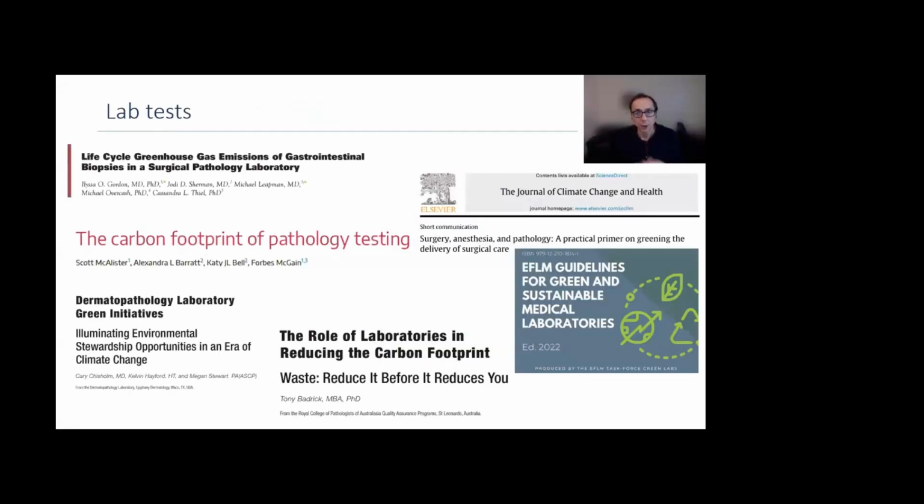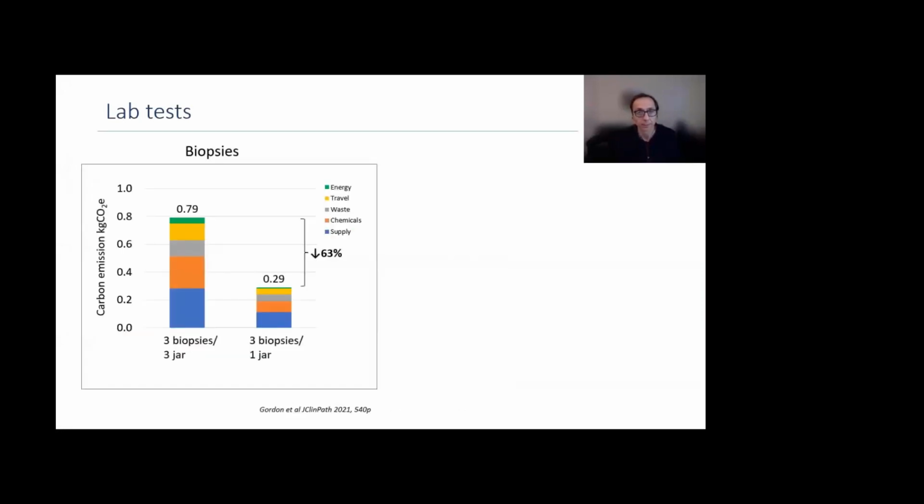So let's look at carbon footprint of lab tests first. I was surprised to find quite a number of publications on that topic, including a guideline that gives recommendations of how to establish green laboratories. This study here from the US is relevant to our practice. It examined the carbon footprint related to taking biopsies. You take either 3 biopsies, put them into 3 jars, or 3 biopsies and put them into 1 jar. And you can see that the reduction in carbon footprint goes down by 63%.